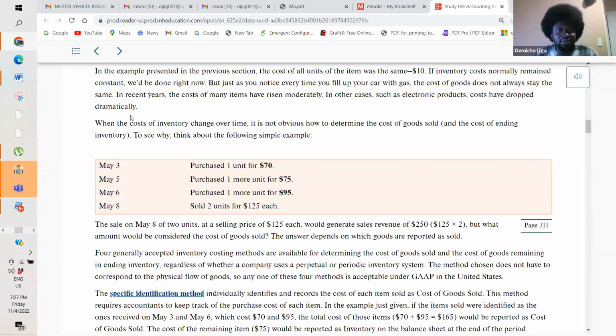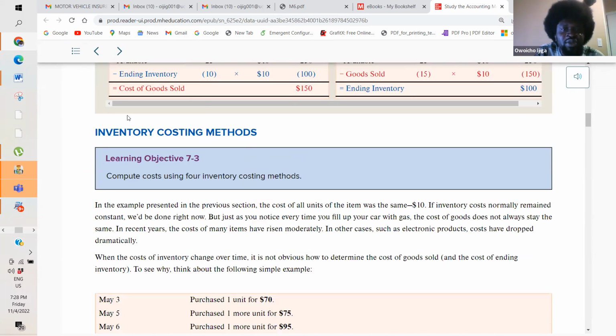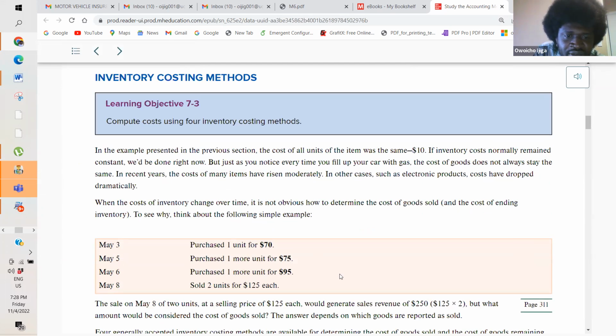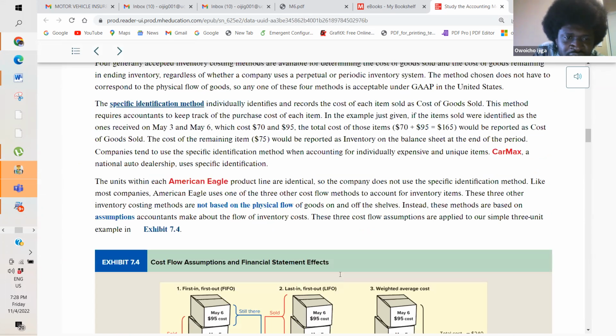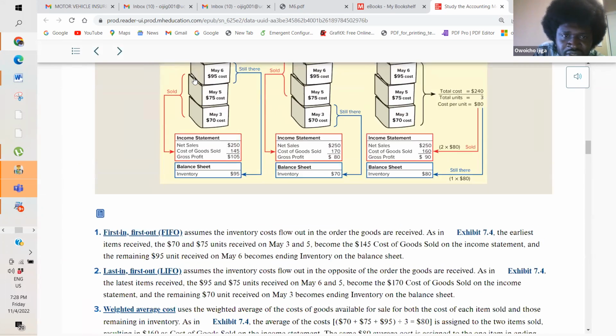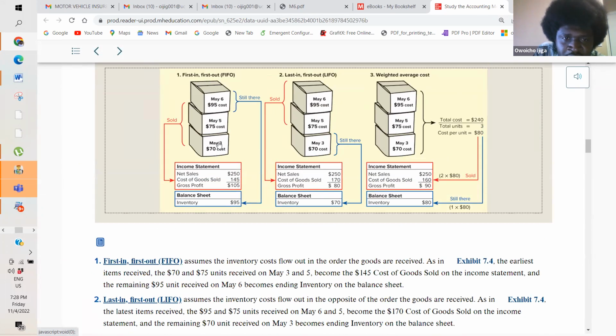When you look at this part, you'll see the inventory costing methods. That is when we talk about LIFO and FIFO. So you can see the first in, first out assumes that the inventory costs flow out in the order that the goods are received. Okay, let's see for this first in, first out.